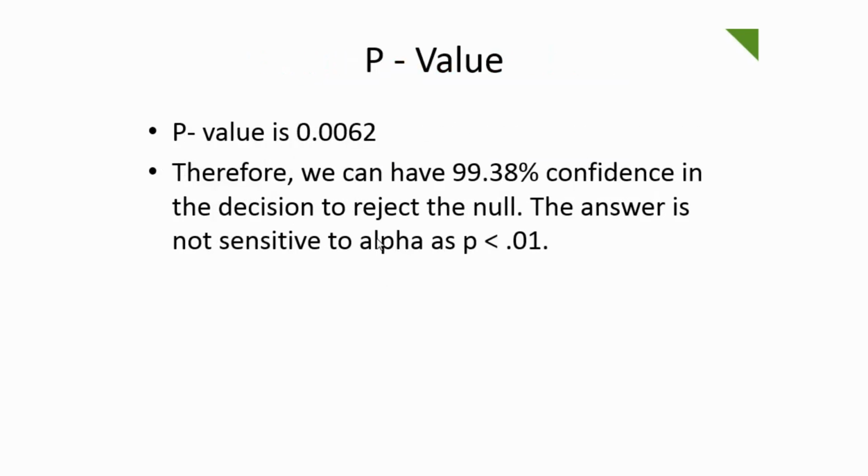The p-value for this problem is 0.0062. That's less than 0.01, so the answer is not sensitive to alpha, and it tells us we can have 99.38% confidence in our decision to reject the null.